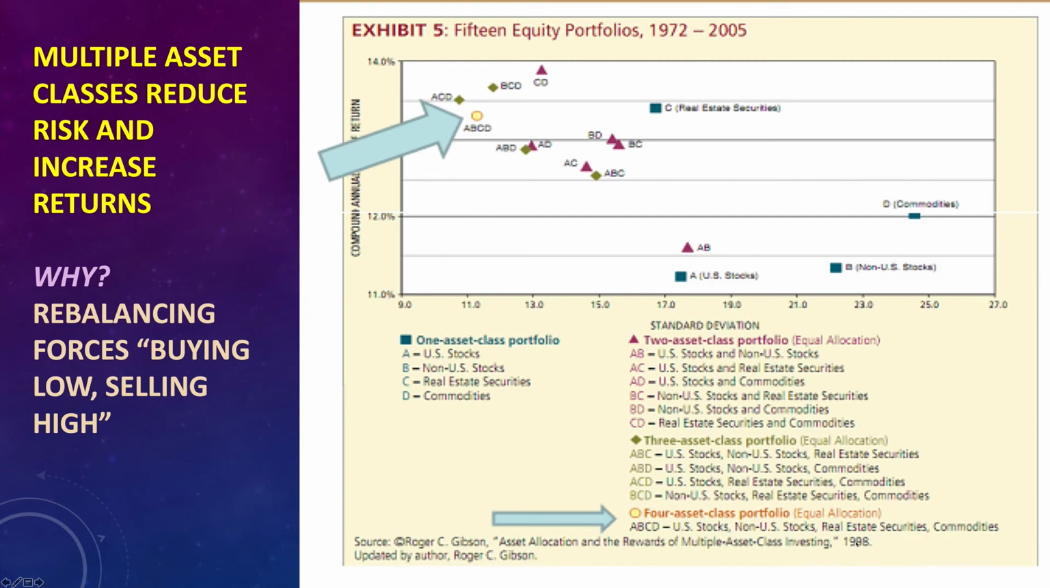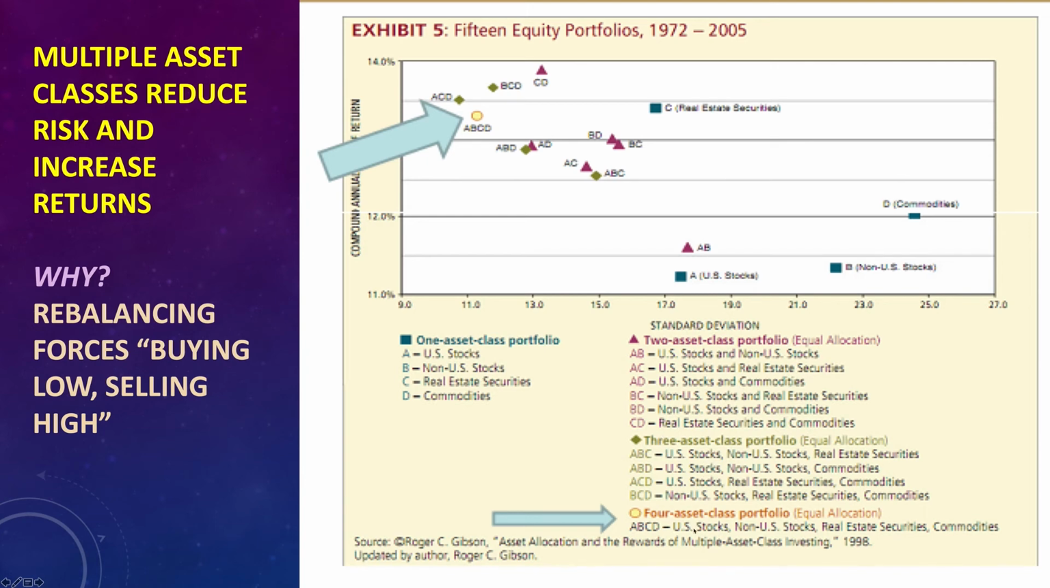But he did a study and he basically combined portfolios of four different asset classes. One was U.S. stocks, the other was foreign stocks, C is real estate securities, and D was commodities. And he basically said, okay, let's put an equal amount in the different portfolios. You have two asset class portfolios. So, for example, U.S. stocks and foreign stocks, 50% each, or U.S. stocks and commodities, 50% each. Then you have three asset class portfolios. And then you had the four asset class portfolios, 25% each, U.S. stocks, non-U.S. stocks, real estate, and commodities.